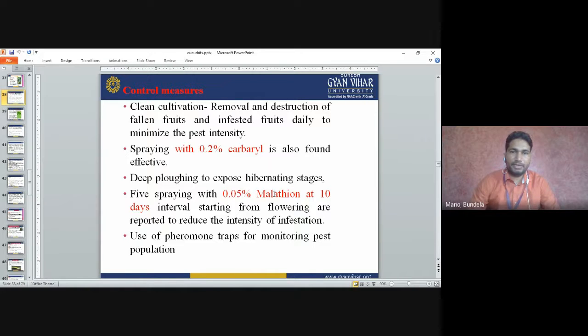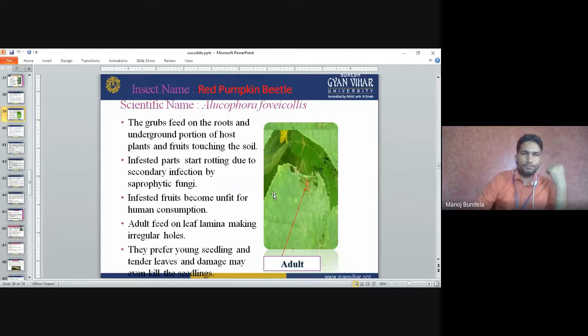Control measures: clean cultivation, and removal and destruction of fallen and infected fruits daily to minimize the pest infestation. Spray of 0.2% carbaryl is also found effective. Deep plowing to expose the hibernating stage. Five sprays of 0.05% malathion at 10 days interval starting from flowering are reported to reduce the intensity of infestation. Use pheromone traps for monitoring the pest population. Malathion and carbaryl can be used.